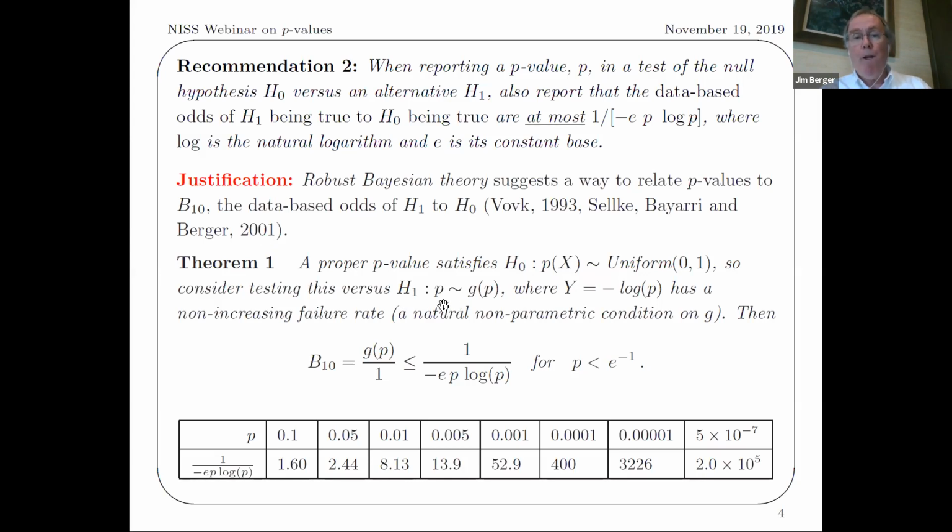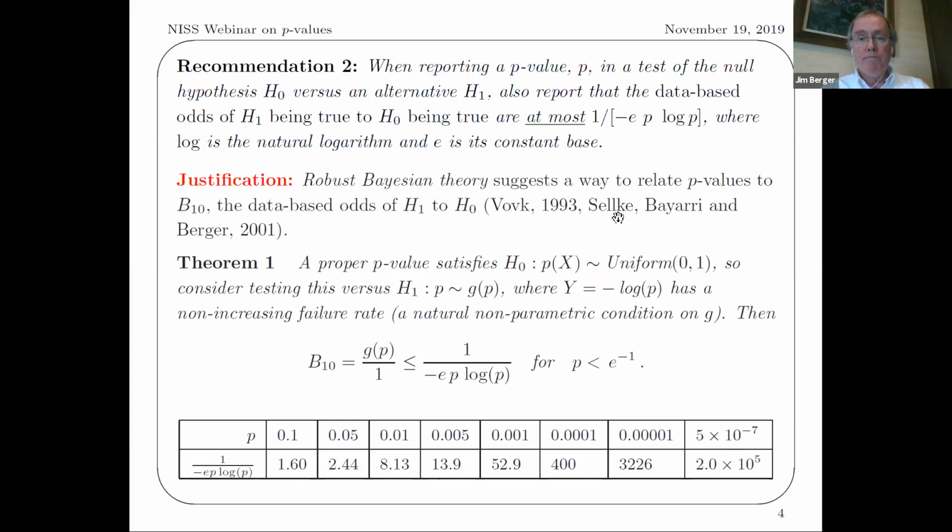under some alternative. Under the alternative, p will have some density g of p. Now we don't know what that density is, but it will be decreasing as you go from 0 to 1, because small values of p tend to discredit the null hypothesis, and so they'll have larger density. Small values of p should have larger density under the alternative than under the null. And in fact, in this paper, we make an argument that a very good constraint on this density g that's very natural in many problems is to say that minus log p has a non-increasing failure rate. I won't go into that today, but if you want to see the justification, you can look in this paper.